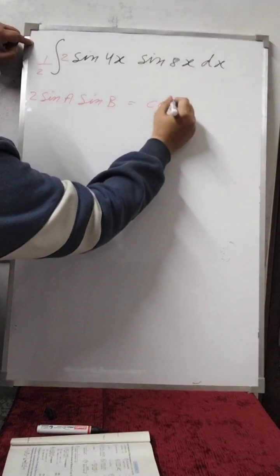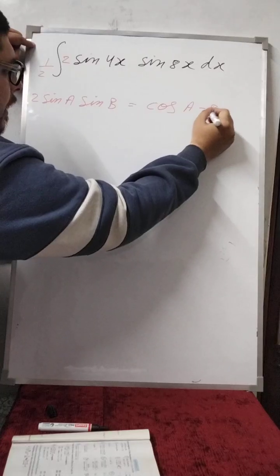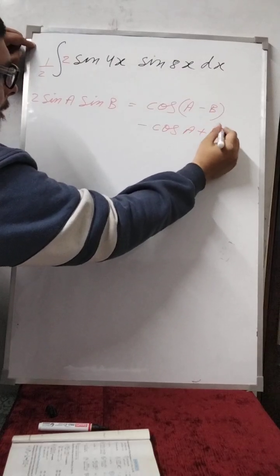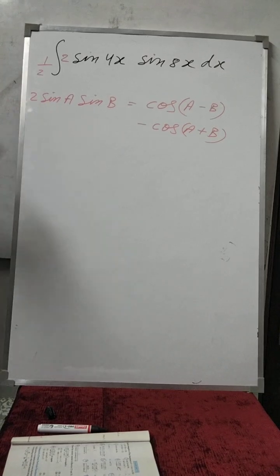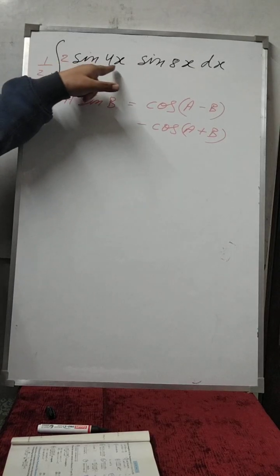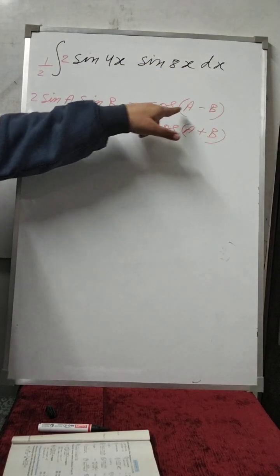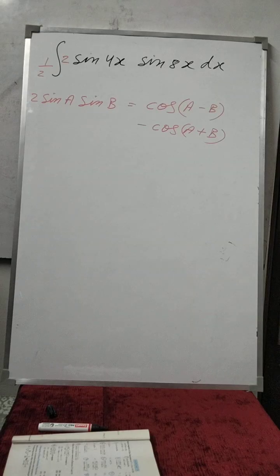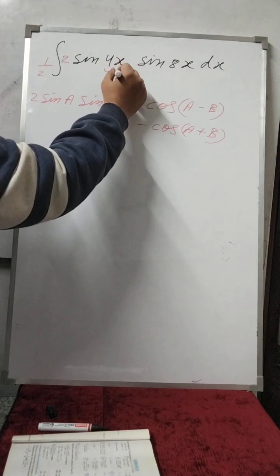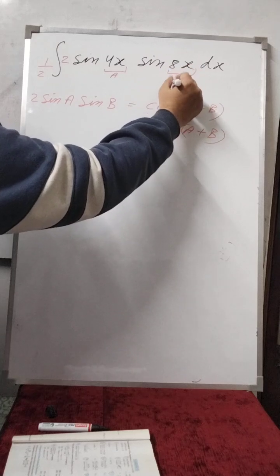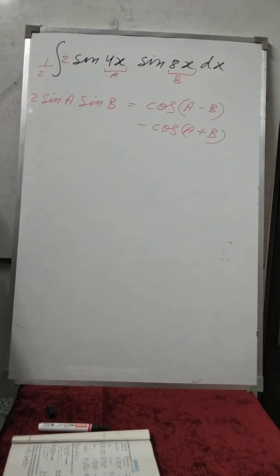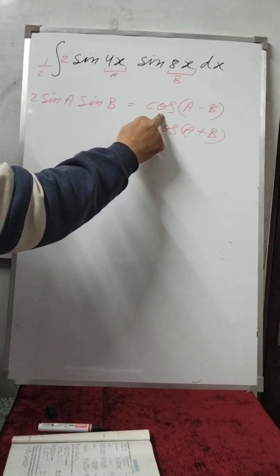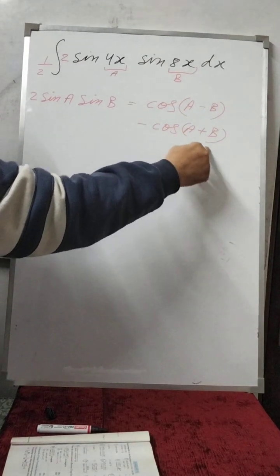What is the formula for 2 sin A sin B? It will be cos(A minus B) minus cos(A plus B). This is the formula for 2 sin A sin B. Here A will be 4x and B will be 8x. So 2 sin A sin B will be cos(A minus B) minus cos(A plus B).